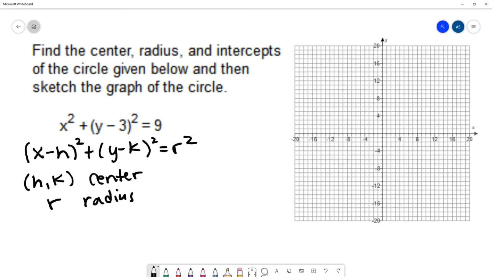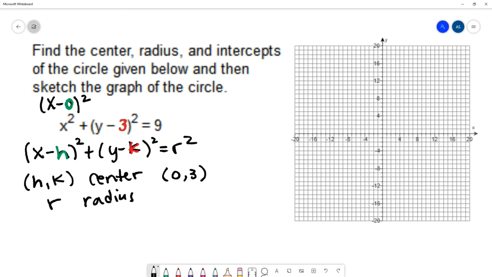So looking at our equation, we have x squared, and x squared is the same thing as x minus 0 squared. The h, which is the x-coordinate of the center, is the number that's after that minus sign. So we're going to have a center with an x-coordinate of 0. The k is in the other term, the y term, and it follows the minus sign. We have y minus 3 squared, so 3 is the y-coordinate of our center.